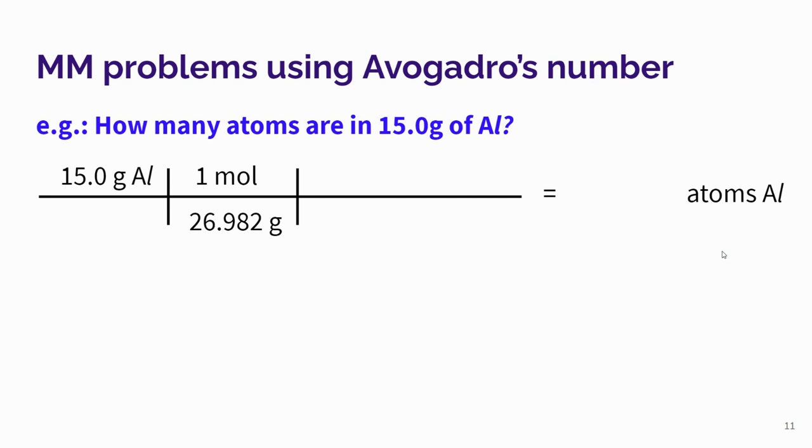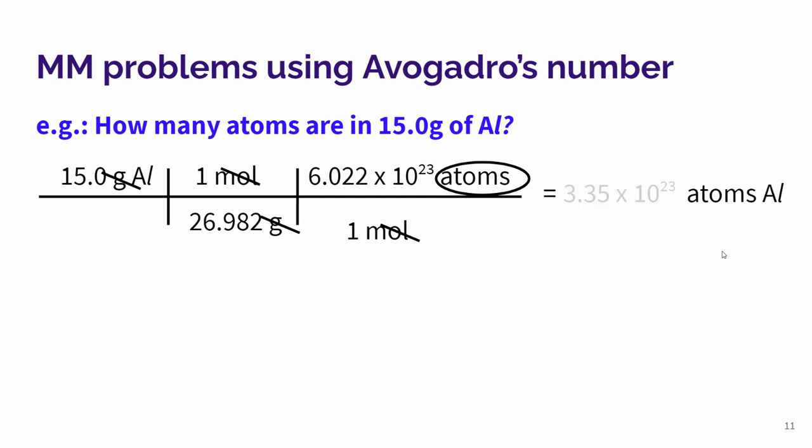And in this case, our grams would cancel out, leaving us with moles. And now from here, I can use Avogadro's number, because in 1 mole of any substance, no matter what it is, there would be 6.022 times 10 to the 23rd atoms. So 1 mole, in this case of aluminum, would contain 6.022 times 10 to the 23rd atoms. My moles would divide out, leaving me with atoms. And so I multiply across the top and divide by the bottom number, and I would get my final answer.